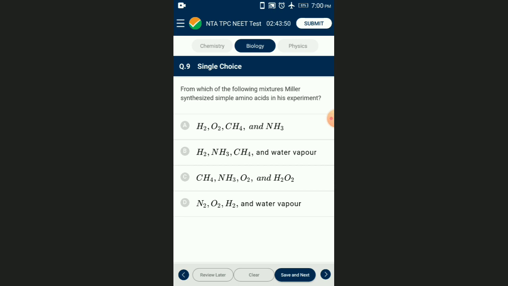Question number 9. From which of the following mixtures did Miller synthesize simple amino acids in his experiments? The primitive atmosphere on Earth was a reducing environment and not oxidizing. This was due to the absence of free oxygen. Here Miller used hydrogen, ammonia, methane and water vapor to produce amino acids. So the answer for this question is option B.